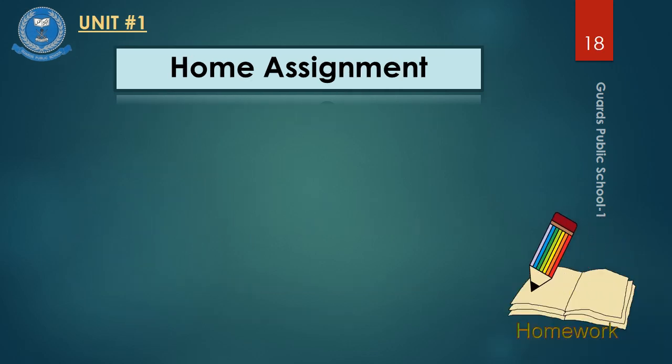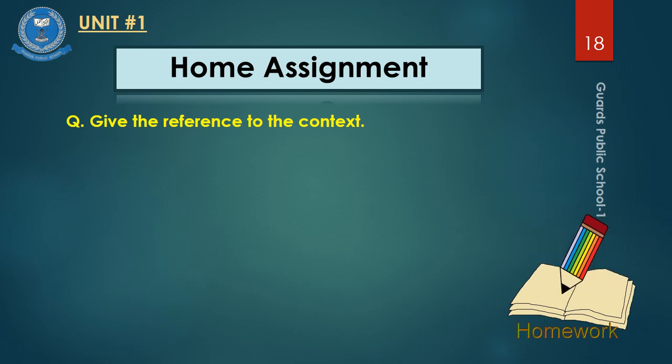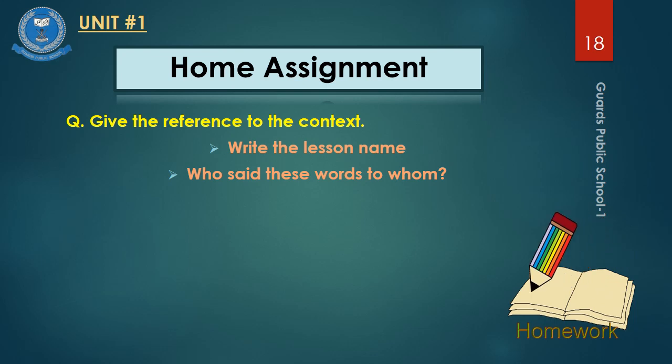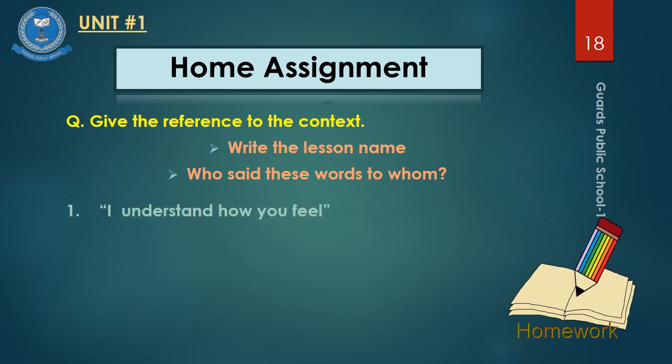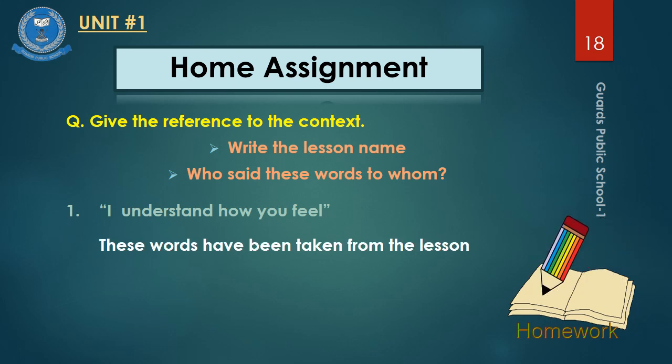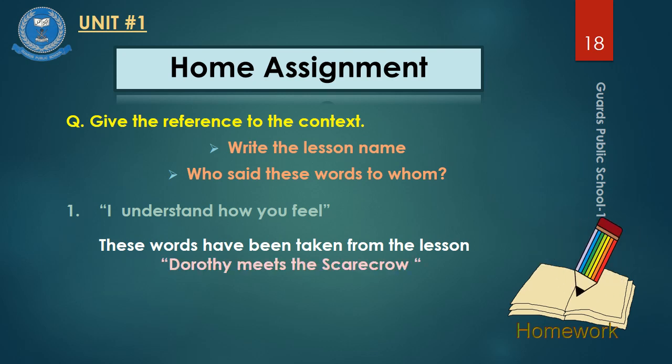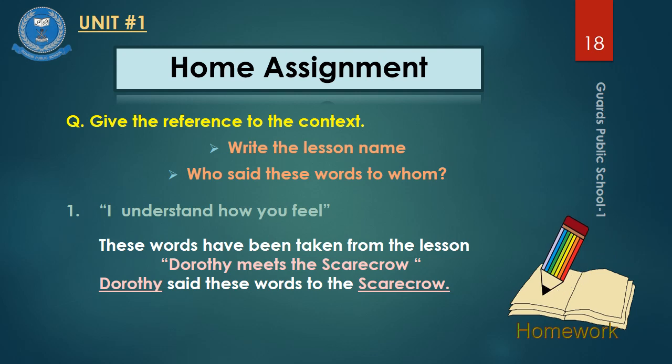Question number 5 is write the reference to the context and answer the asked question. And here are 2 questions that write the lesson name and who said these words to whom. Number 1 is already done for you. I understand how you feel. So ये words किसने किससे कहे थे? Do you remember? But before that, you have to write the lesson name. That is, these words have been taken from the lesson Dorothy meets the scarecrow, right? And then you have to give the answer of who said these words to whom. Dorothy said these words to the scarecrow.